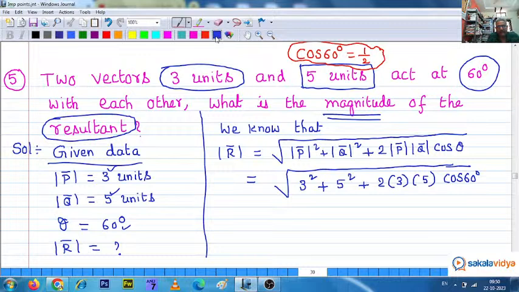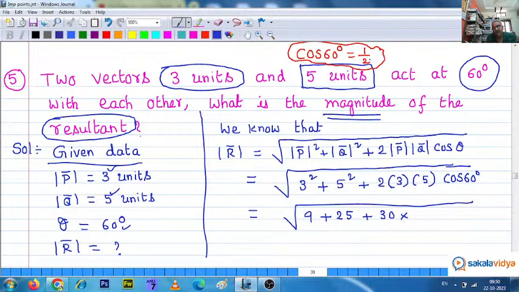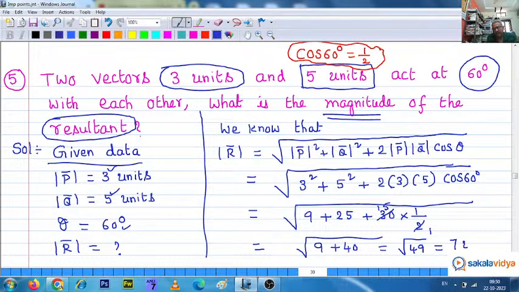So now let us simplify. Root over 3 square, 3 into 3 is 9, 5 square, 5 into 5 is 25, plus 2 times 3 is 6, 6 times 5 is 30, multiplied with cos 60 which is 1 upon 2. So 2 ones are 2, 15. Square root of 9 plus 25 plus 15 is 40, 9 plus 40 is 49. Square root of 49 is equal to 7 units. That means the magnitude of the resultant of the two vectors is 7 units.